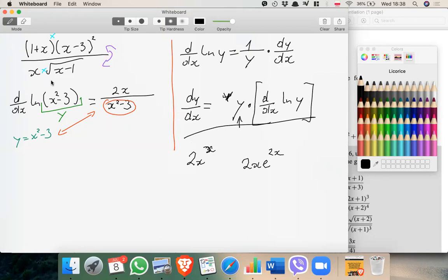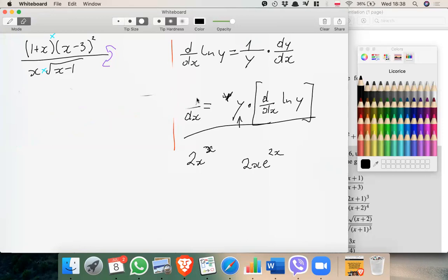So if I was to apply this particular way of solving to my original function, let me just get rid of this.